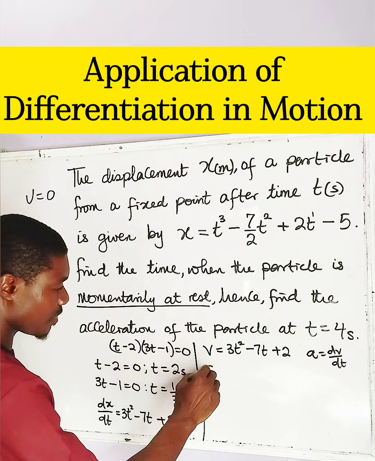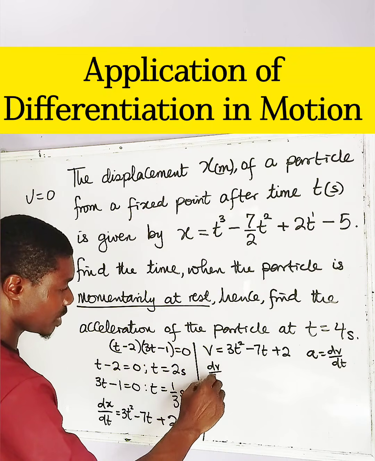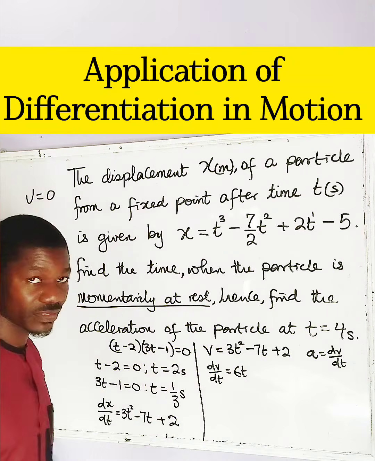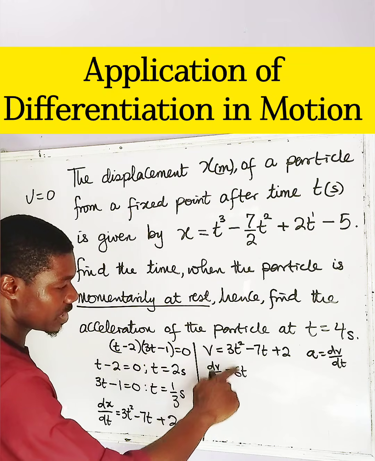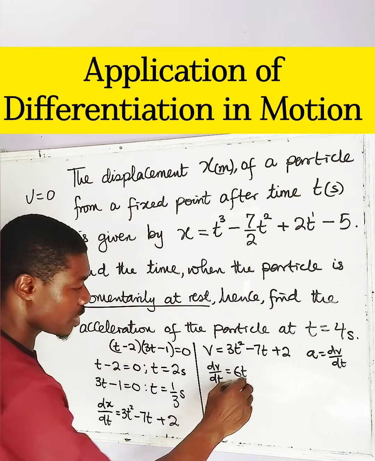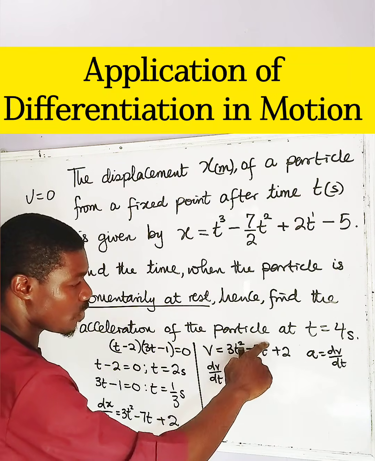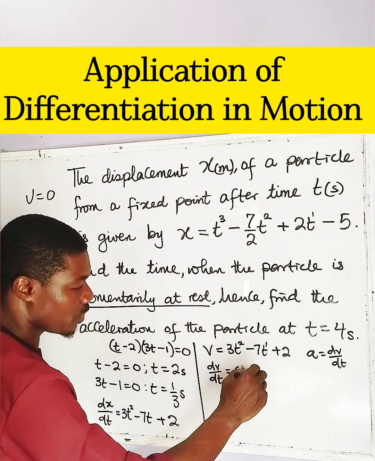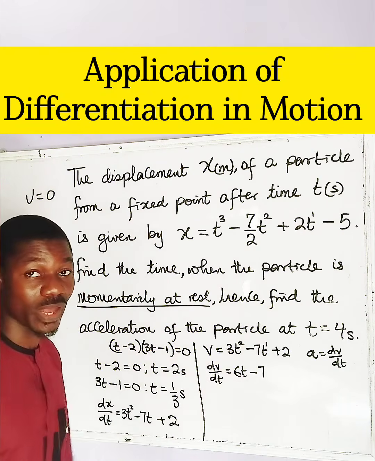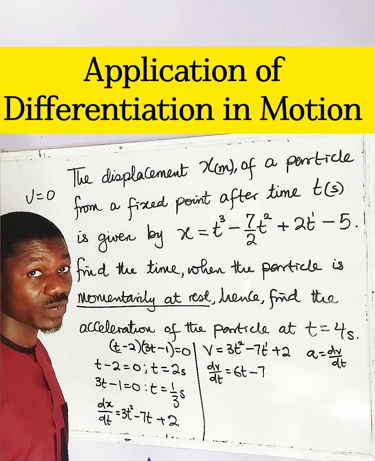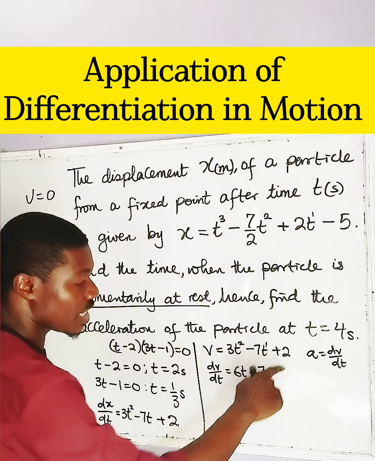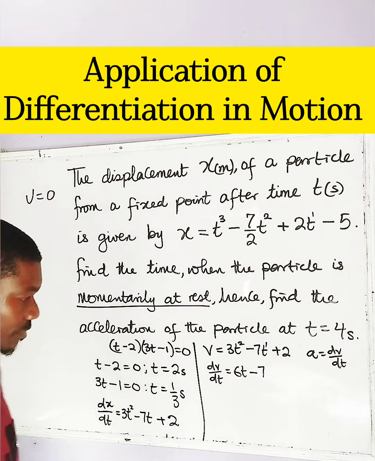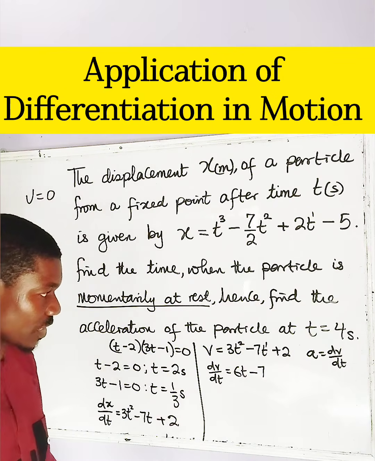So we then have dv over dt equals 6t, that is 2 times 3 is 6, then 2 minus 1 will give us 1. Then minus, here we have 1 as the exponent of t, 1 times 7 gives 7, and 1 minus 1 gives 0. Anything raised to 0 is 1. Now since here is a constant, it becomes 0. So this is the acceleration.